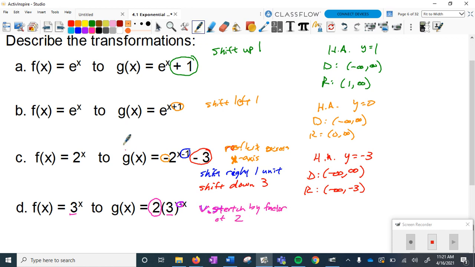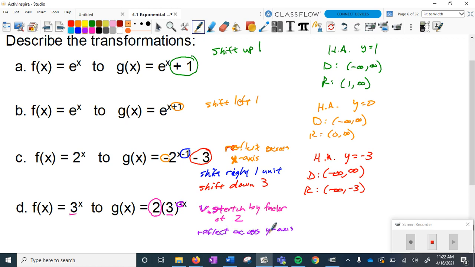Okay, now the negative is happening only on the x, so that makes it reflect. Multiplying by a negative always makes it reflect, but now since we're multiplying on the x, it's a horizontal reflection, so it's a reflection across the y-axis. You got to get those two reflections straight. The negative in front is a reflection across the x-axis. A negative on the x is a reflection across the y-axis.